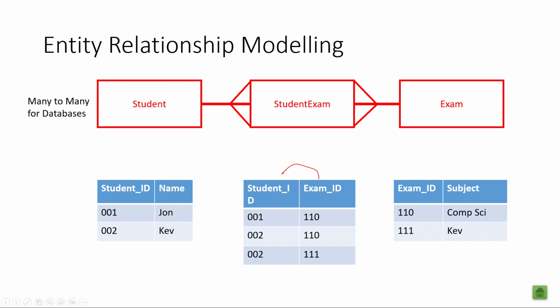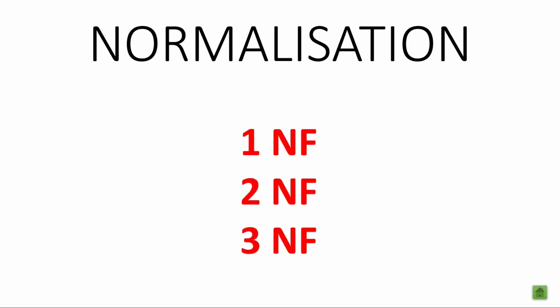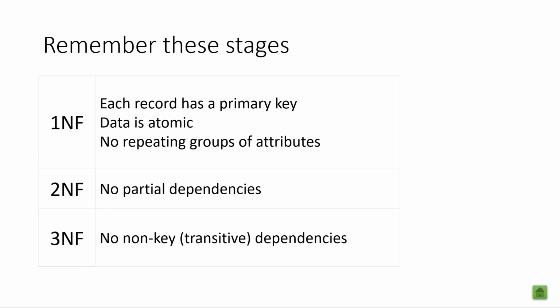Right. Now, we need to get the process of moving from a flat file to a relational database. And that is called normalisation. We go to third normal form at A-level. So that means we start off in first normal form, we get to second normal form, and then we move to third normal form. If it's not in first normal form, oh my goodness, we're going to have to get it there. So this is the recap.